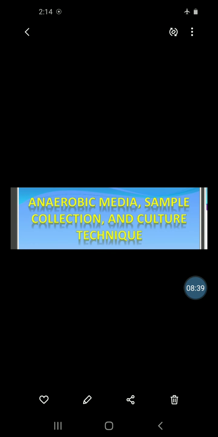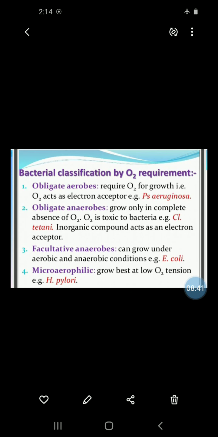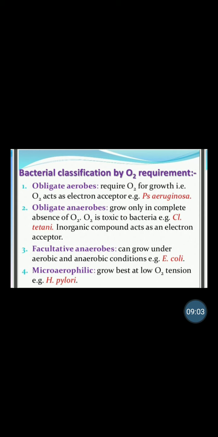Anaerobic cultivation of anaerobes. Here we will see the cultivation of anaerobes. First, we will see the bacterial classification by oxygen requirement. As I discussed in the previous lecture, there are different classifications of bacteria. First, obligate aerobes. They require oxygen for their growth, it means O2 acts as an electron acceptor. For example, Pseudomonas aeruginosa. Then second, obligate anaerobes.